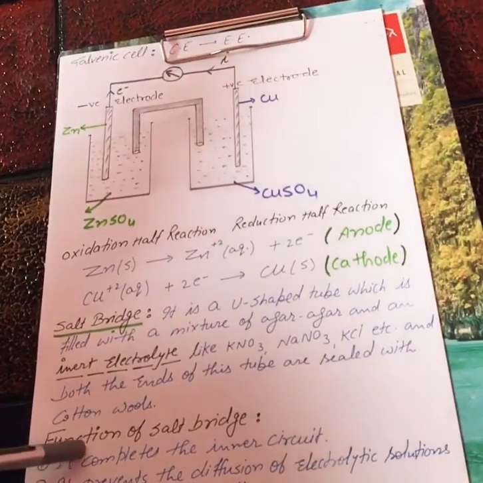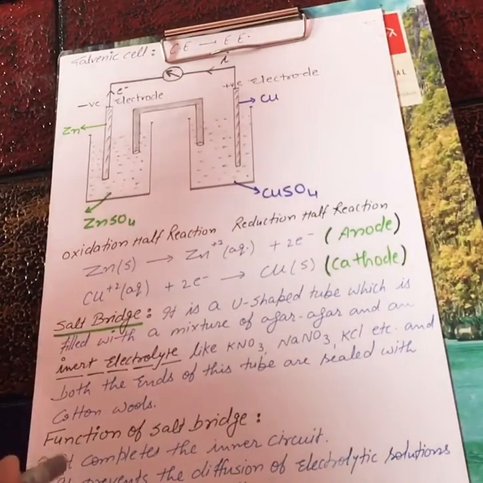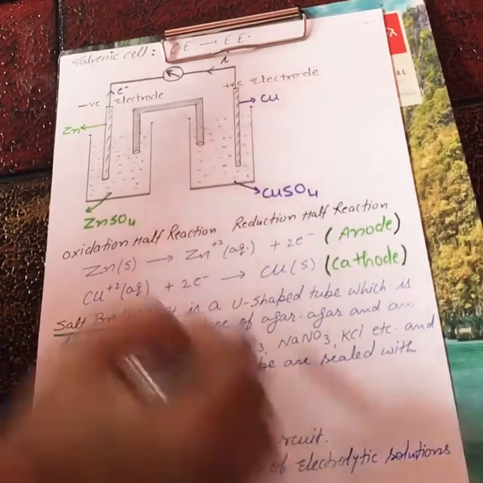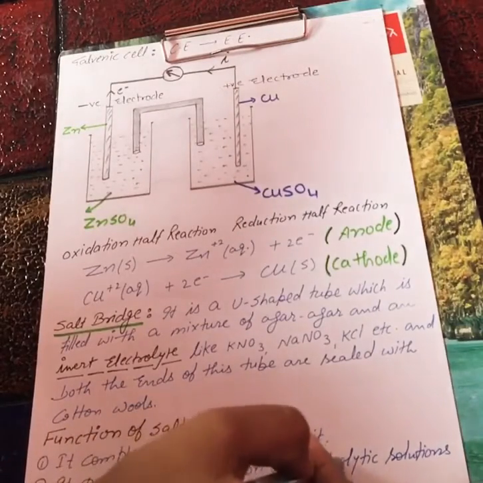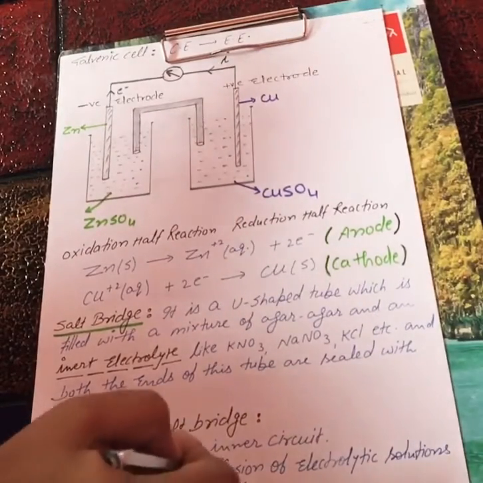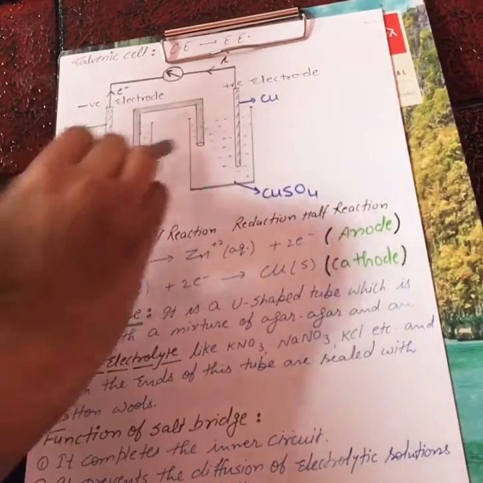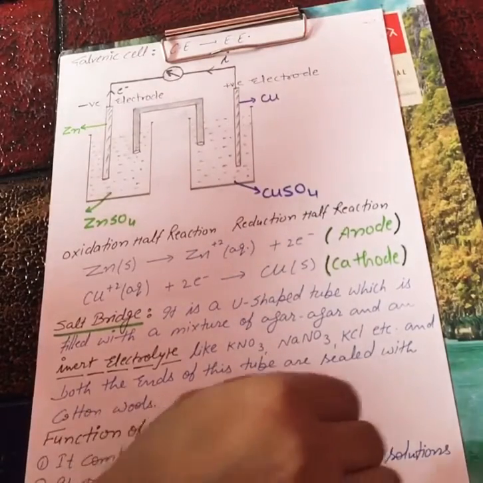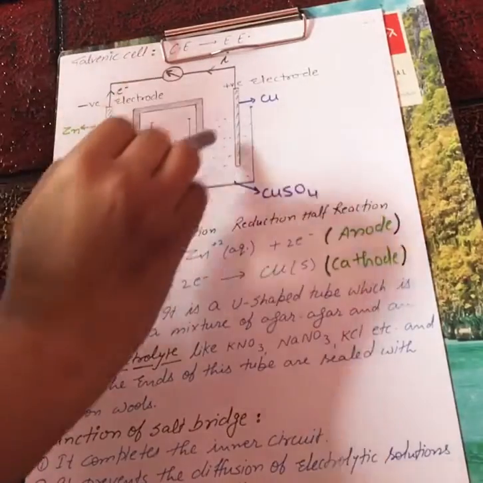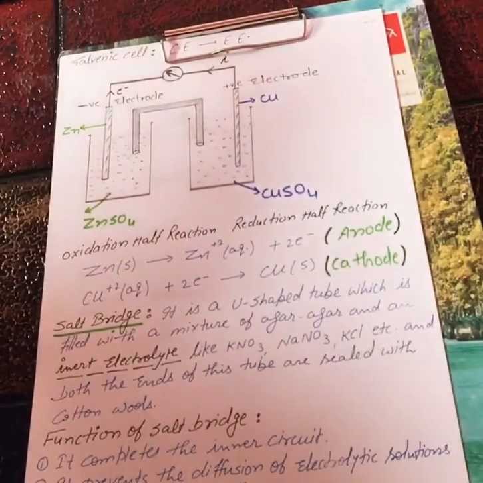Because of that we are discussing here the function of the salt bridge. It completes the inner circuit. It prevents the diffusion of electrolytic solution in the two half cells. Two half cells में intermixing ये break करेगा. It maintains electrical neutrality in the two half cells. It completes the circuit. It prevents the diffusion of electrolytic solution. It completes the inner circuit, by which we can say the salt bridge is compulsory for maintaining the circuit.